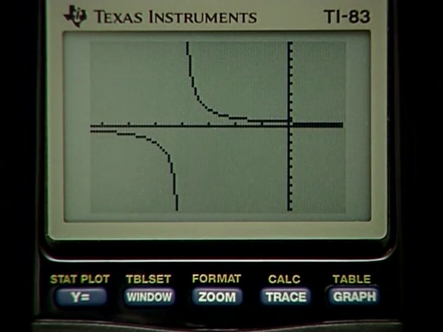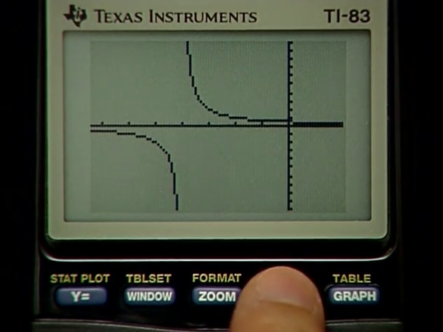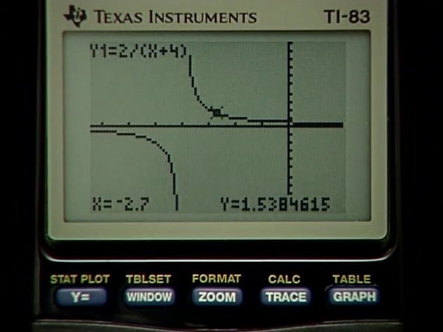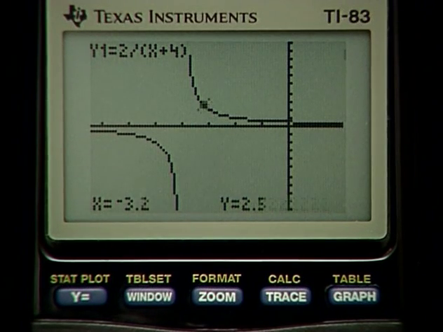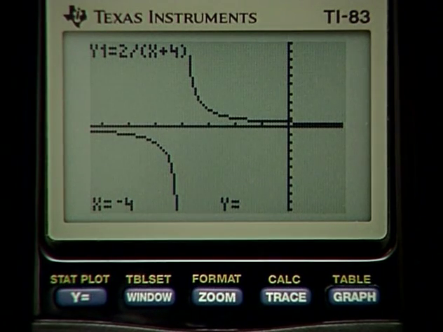Now notice that what looked like the vertical asymptote before is simply not on board. We can see more clearly what's happening by pressing trace and then tracing to the left. I'm going to simply cursor over to where we have -4. Notice that there's no y value here for an x of -4, and that's exactly what we would expect to happen.